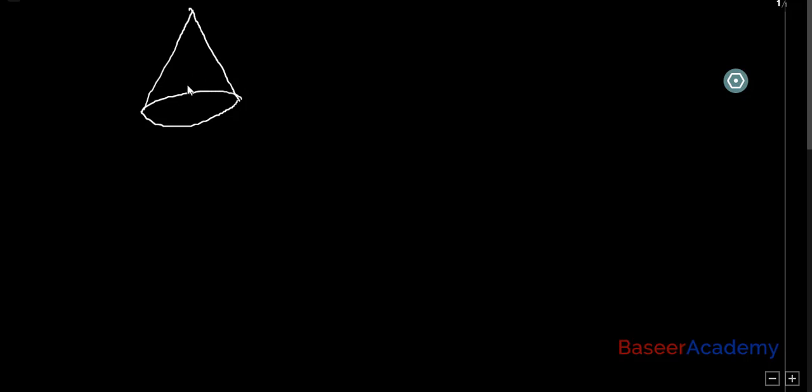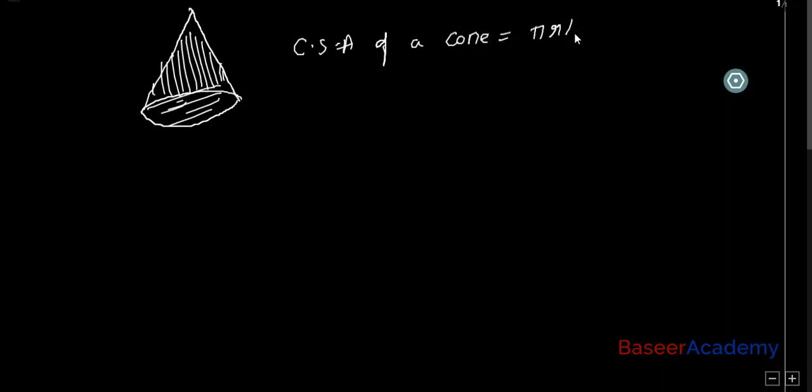Now, in a cone, this surface that you see here forms our curved surface area, and if you include the bottom circle, that adds up to the total surface area. So the curved surface area of a cone is pi r l.